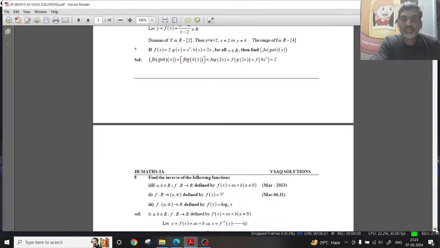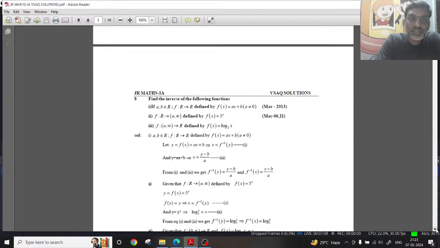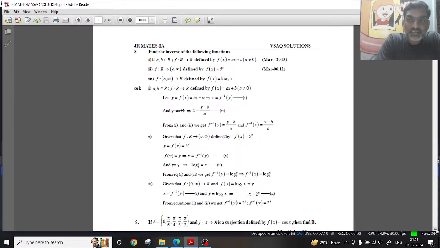And question number 7 is a similar question, f circle g, g circle f, but here it is the composition of 3 functions, f, g and h. So f circle g circle h of x we have to calculate. And question number 8, find the inverse of the following function. This is also important for the exam.